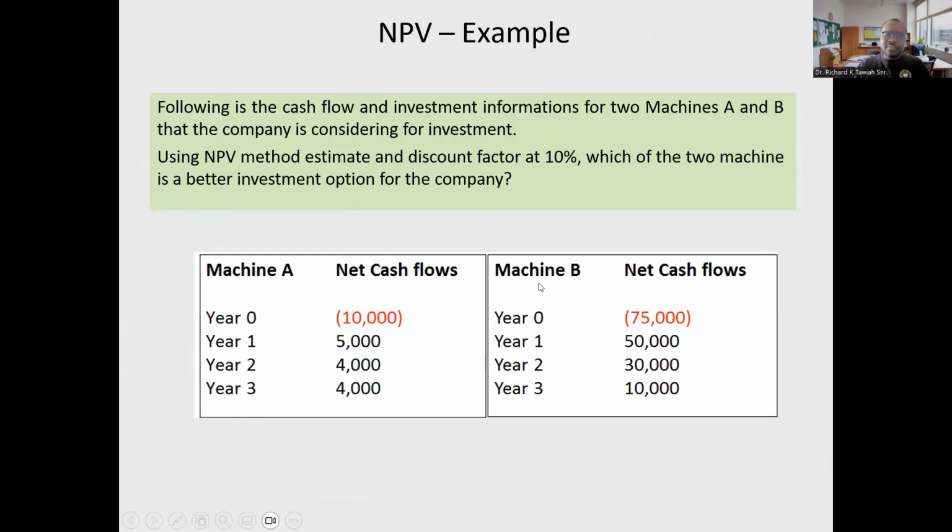And then we are told each wants to buy 2 machines, and they will last for 3 years. We're going to use them for 3 years, and these are the cash flows we will get. Year 0 is immediately, now, currently, today. How much would we pay? That's year 0, so we pay 10,000. That's the outlay. And then we've got the 75,000 for machine B. These are the cash flows we will get.